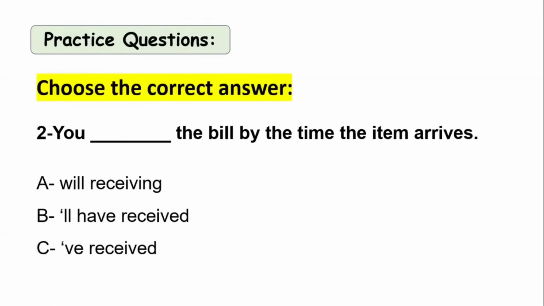Another one, you will receiving, or I will have received or have received the bill by the time the item arrived. So which one? I have here a point in the future, by the time the item arrives, يعني قبل ما يوصل الطلب. So most probably I'm using again the future perfect tense. You will have received the bill. يعني أكيد هتكون استلمت الوصل قبل ما يوصل الطلب.